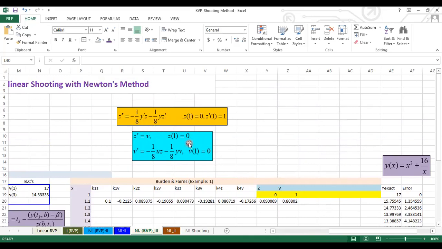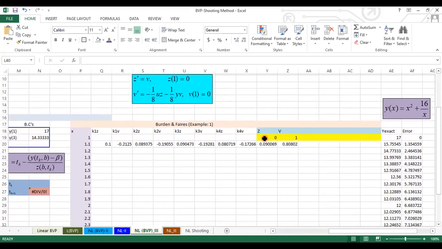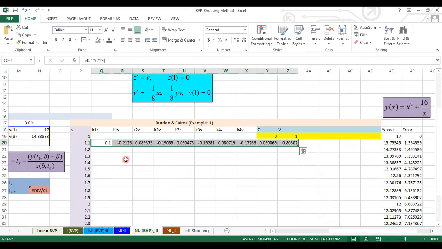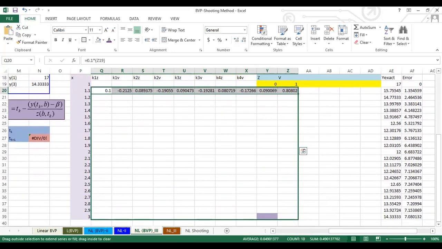And when this problem is written in terms of two first order ordinary differential equations, it will be written in terms of z prime and v prime. And we will solve this problem with these initial conditions: the value of z at x equal to 1 should be 0, and the value of v at x equal to 1, the first boundary, equal to 1. So again we will perform the calculations of z and v, and then we have to repeat this set of calculations.